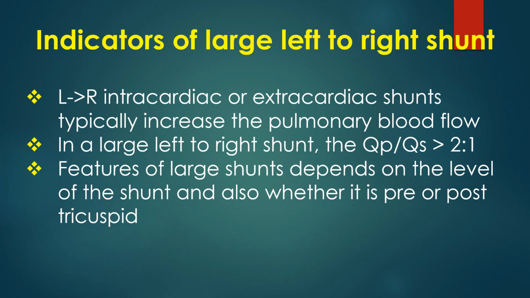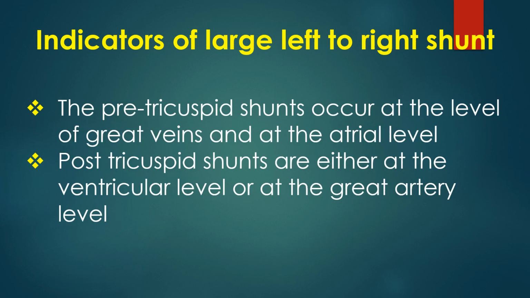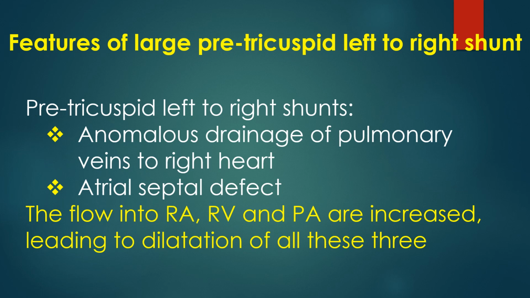more than 2:1. Features of a large shunt depend on the level of the shunt and also whether it is pre- or post-tricuspid. Pre-tricuspid shunts occur at the level of the great veins and at the atrial level. Post-tricuspid shunts are either at the ventricular level or at the great artery level. Pre-tricuspid left-to-right shunts are either due to an anomalous drainage of pulmonary veins to the right side of the heart or an atrial septal defect.